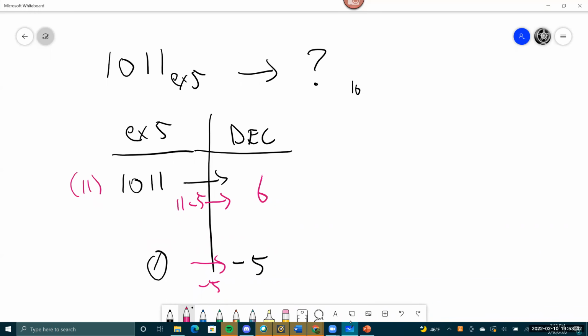All right, I'll give you a minute. I want you to work on one yourself. So I give you this problem. Let's say you're given 101, and it's excess, let's say 7. I want you to tell me what the decimal value is. Okay, I'll give you a minute to work on that. So you have 101 in excess 7. I want you to tell me what the decimal value is in encoding.